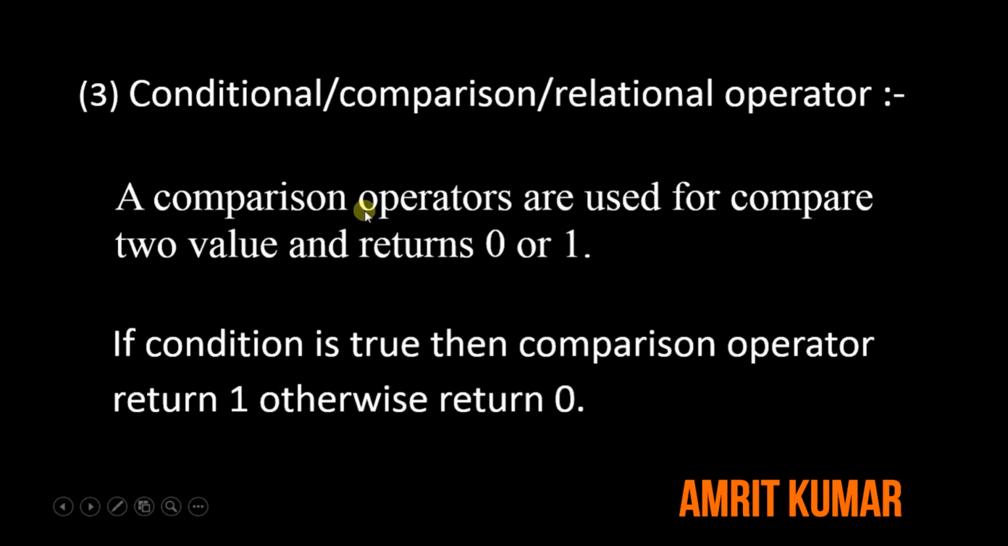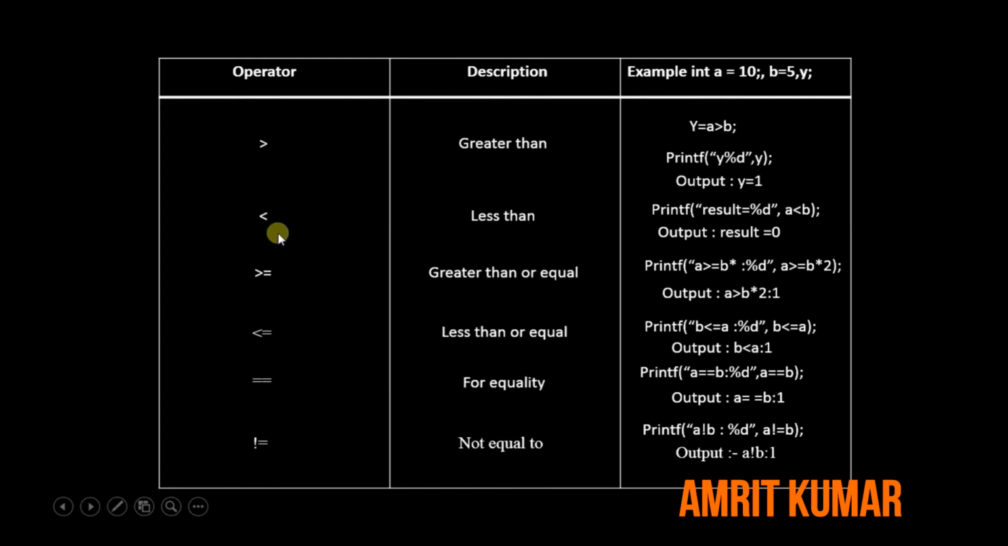We have studied that a comparison, conditional, or relational operator is used to compare two values and return either 0 or 1. If the condition is true, the operator returns 1, otherwise it returns 0. Moving on to another operator, the less than operator. Actually, all of these are conditional, comparison, or relational operators, which are used to find the condition, the relation, or to compare the two values.